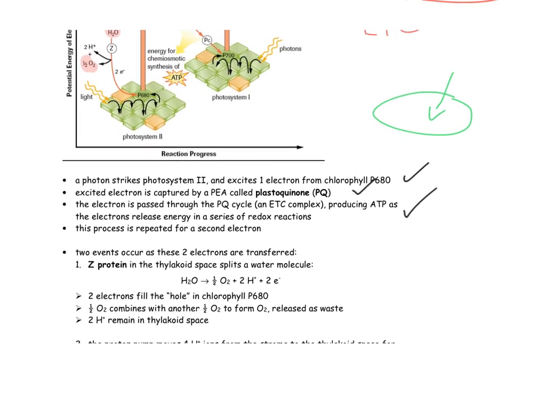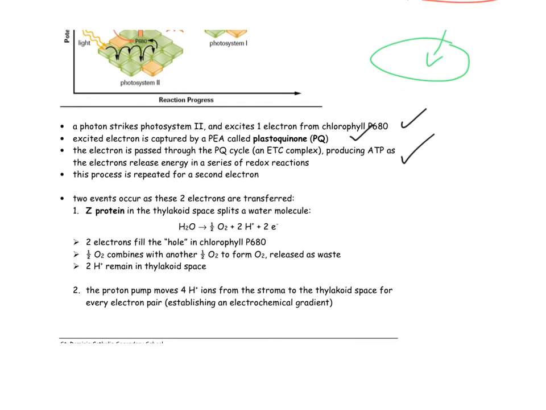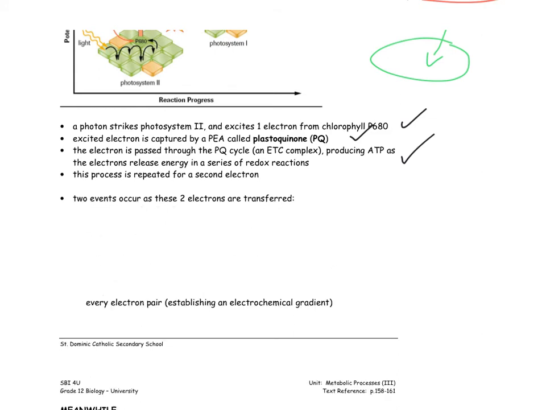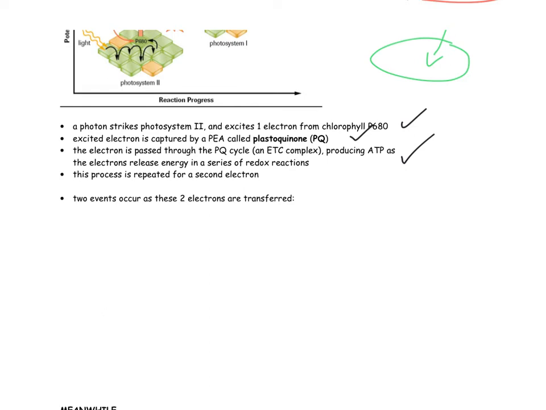Okay, so let's just summarize and we'll go back. Two events are happening right now that are really important. I'm going to just cover some of this up so it's not overwhelming. Remember, the two electrons that we're talking about here are the two electrons transferred from P680.